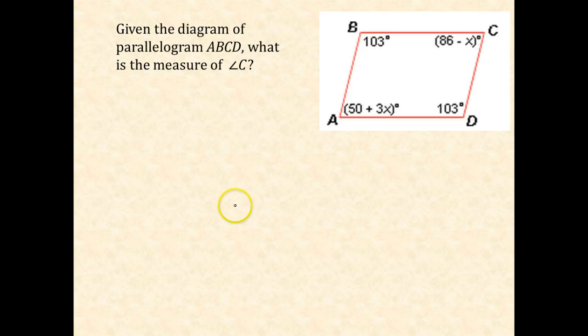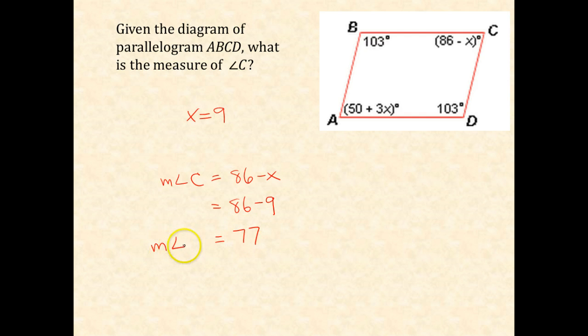Given the diagram of parallelogram ABCD, what is the measure of angle C? Well, if you look at it, this is the same problem we just did. And we just found out that x equals 9. So all we got to do is plug in right here. So the measure of angle C is 86 minus x. That's going to be 86 minus 9. And that equals 77. So the measure of angle C is 77 degrees.